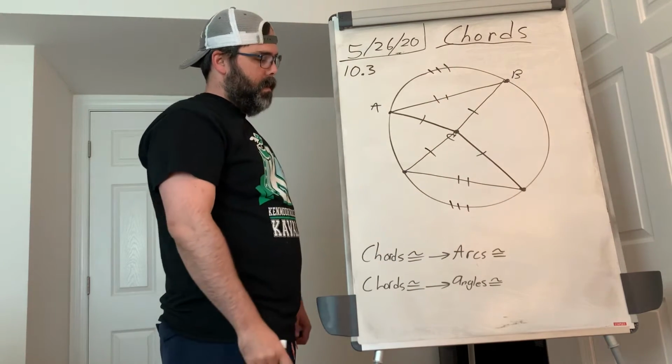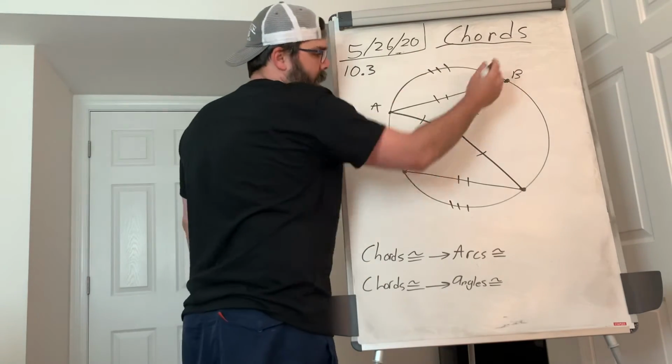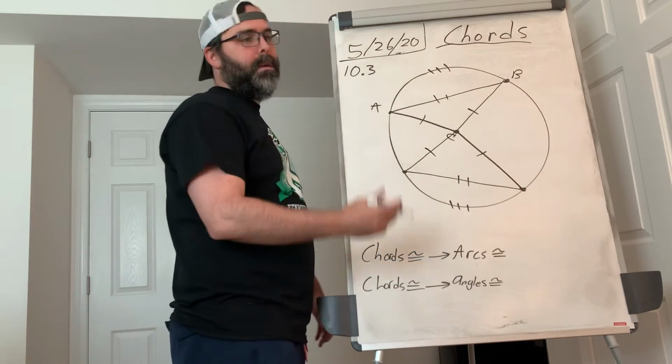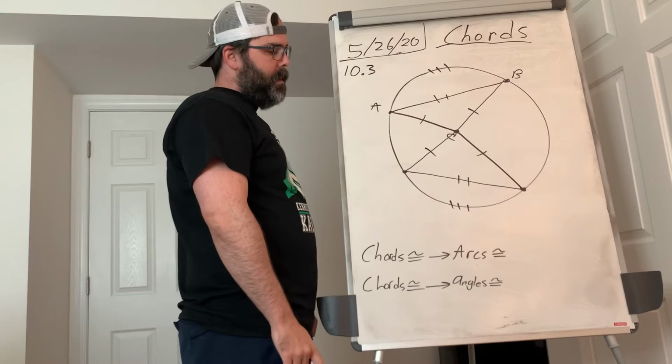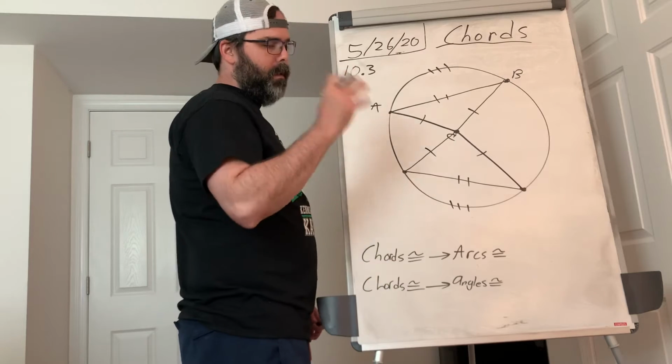All right, that's what that theorem says. And there's a converse to that theorem that says if this arc is congruent to this arc, then the chords that make the arcs must also be congruent. All right, that's the arc theorem, or the chord arc theorem. I don't know the name of it.